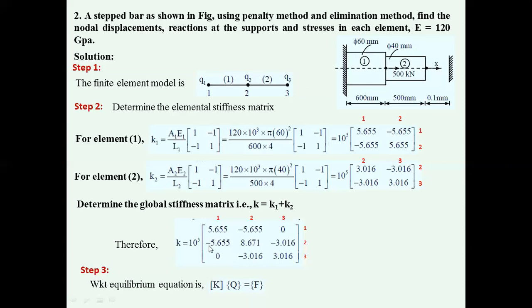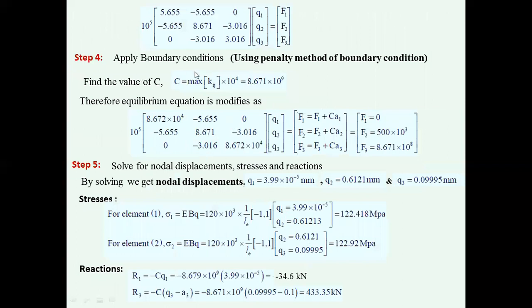You write here. Now you write the second row as the second column. Now the last term is 3 cross 3. Here we don't have 3 cross 3. Here we have 3 cross 3, that is 3.016. You write here. So that is the way of finding the global stiffness matrix. Now you go for step 3. Write down the equilibrium equation K into Q equals F. So this is the global stiffness matrix, global nodal displacement and global nodal forces F1, F2.